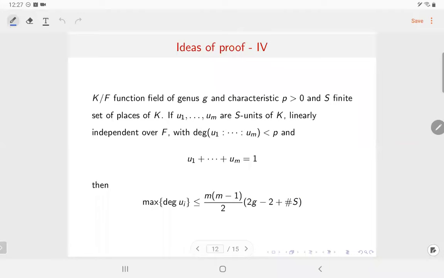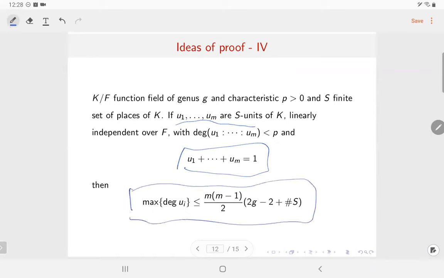If we have a function field of genus g and characteristic p, and a finite set of places, this is an S-unit equation, so the u_i are S-units, and you get this bound for the degrees of the u_i. This is exactly the old bound of Brownawell, Masser, and Voloch from the 80s, except that in characteristic zero you don't need an additional condition. In characteristic p, you need this condition here.